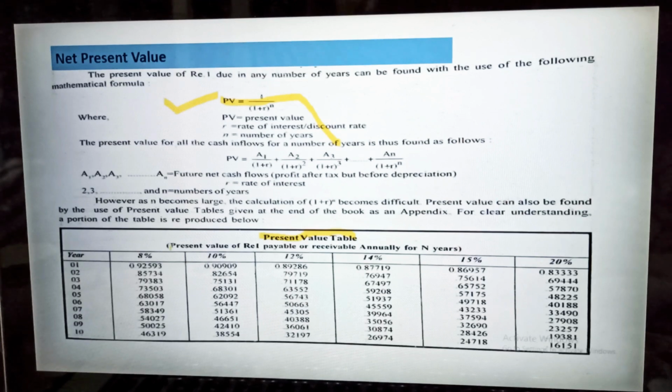Now tell me why we are doing this. If you go through the manual technique, it will be very tough to calculate the present value, because it will take too much time, but through the table technique you can find it easily. So I will apply this table way, and I will solve the question.